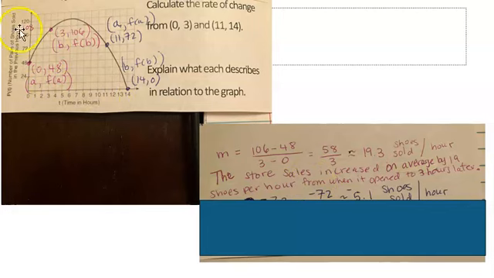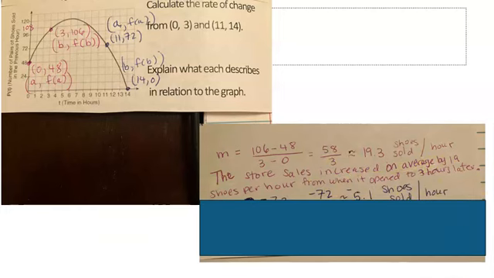because that's what it says, number of pairs of shoes. So the store's sales increased on average by about 19 shoes per hour from when it opened. When it opened means time is equal to 0, no time has passed. So that's why it says from when it opened to 3 hours later.